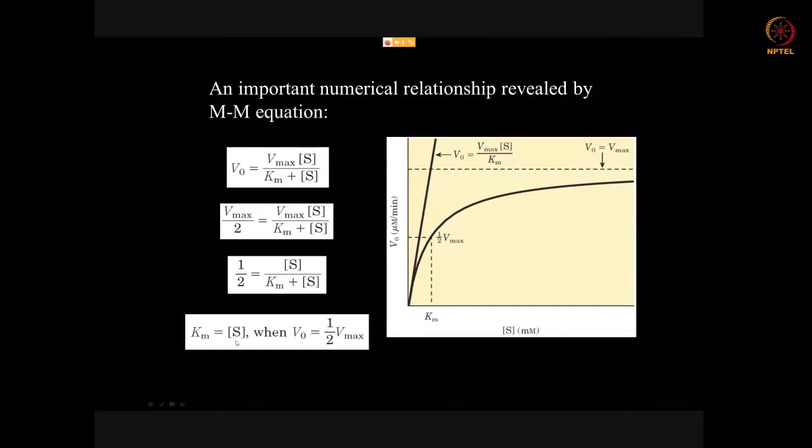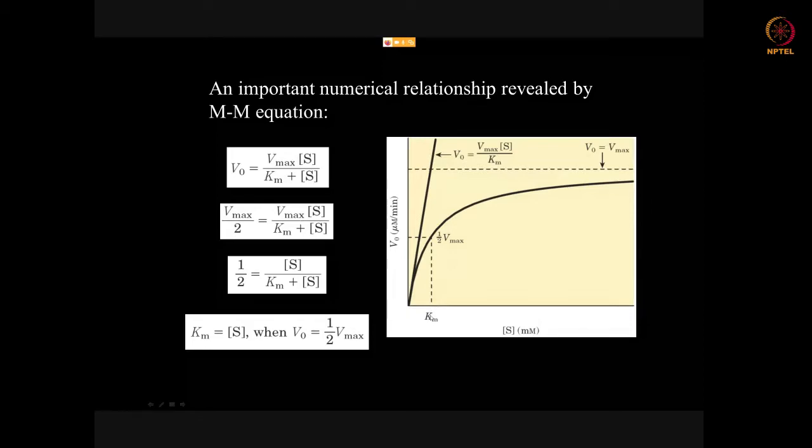So therefore Km actually is equivalent to the concentration of the substrate when the rate is about half of the maximum rate possible. When V0 equals half Vmax, whatever be the substrate concentration for that, like for example here at this substrate concentration, you reach half the Vmax, and that concentration of substrate equals Km.